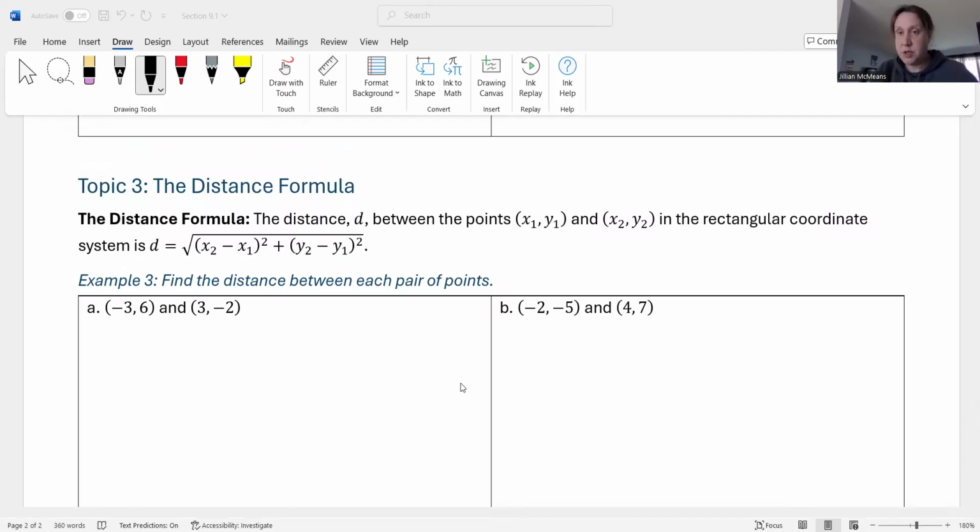Last up for this worksheet, we're going to talk about the distance formula, which is kind of an application of the Pythagorean theorem, which we already know is an application involving the square root property. So at some point in your pre-calculus career, you'll see the distance formula for sure, okay?